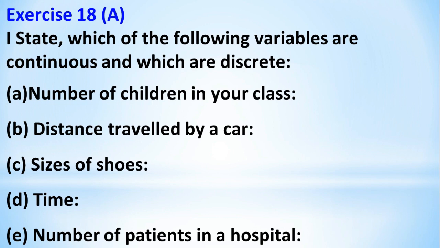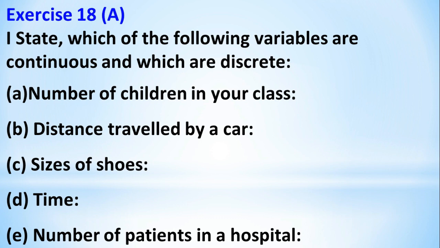Exercise 18A, question number 1. State which of the following variables are continuous and which are discrete. Let me recap what is discrete and what is continuous. A variable which can take any numerical value within a certain range is called a continuous variable, and a variable which is incapable of taking all the possible numerical values is called a discrete variable.